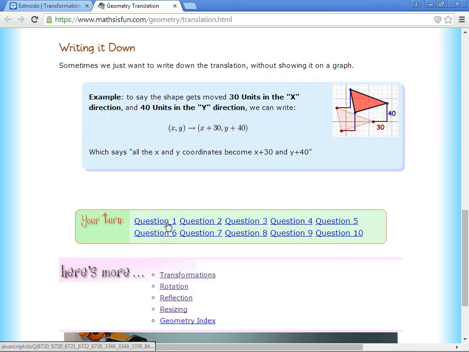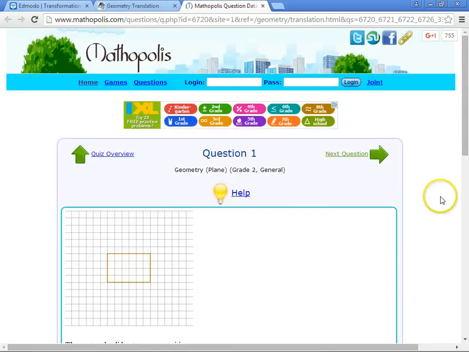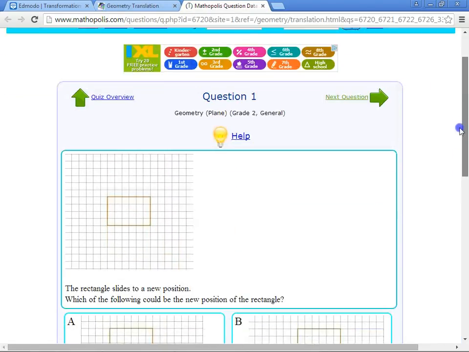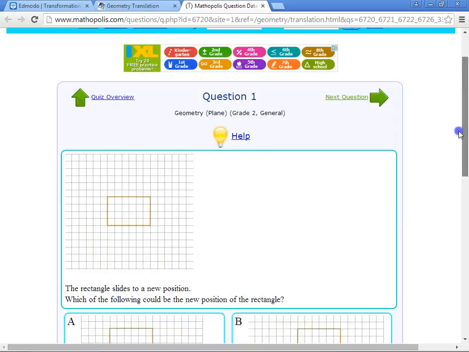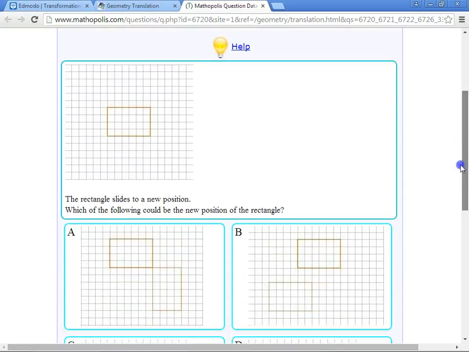And Math is Fun always has a nice quiz that you can take a look at and practice. We'll take a look at one question here. It says the rectangle slides to a new position. Which of the following could be a new position of the rectangle?